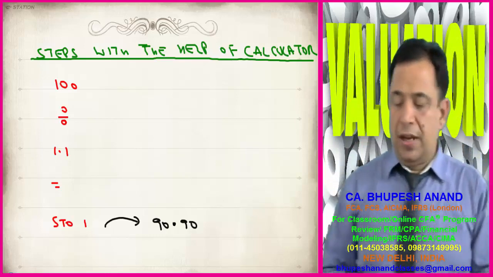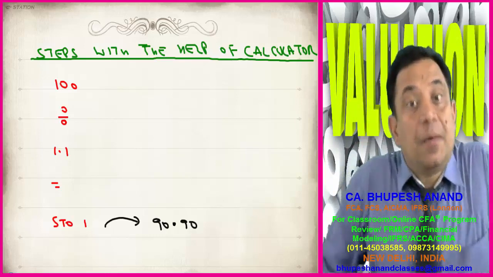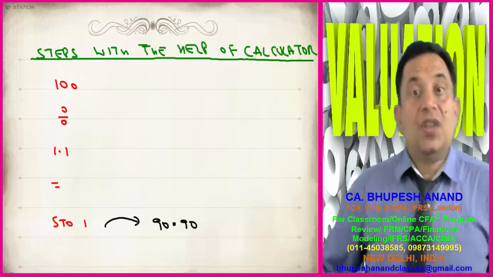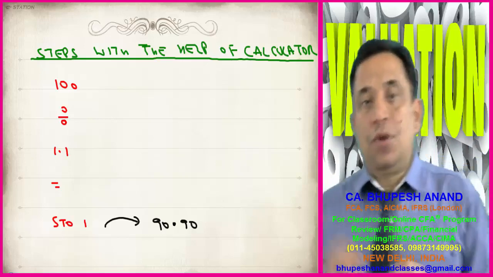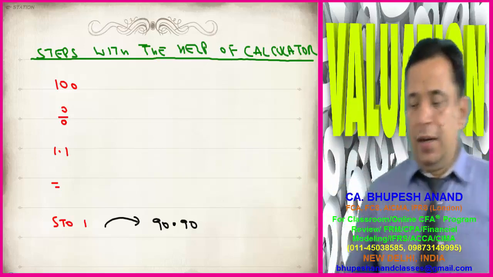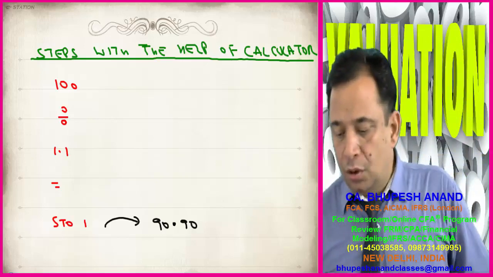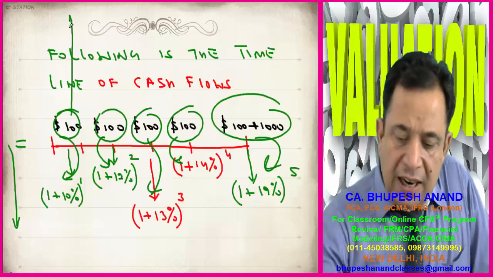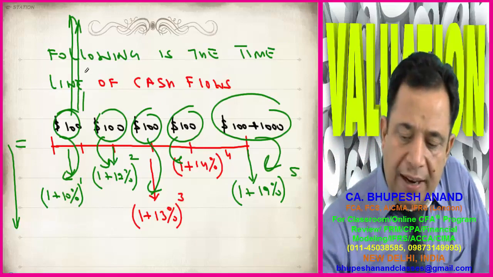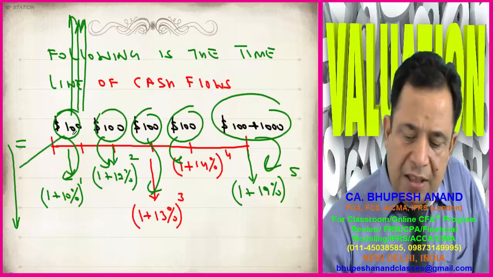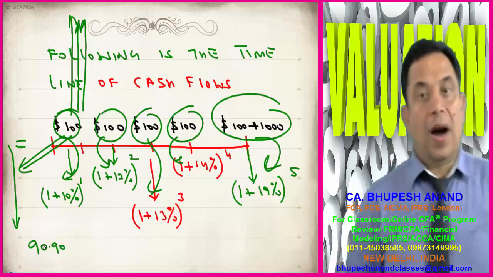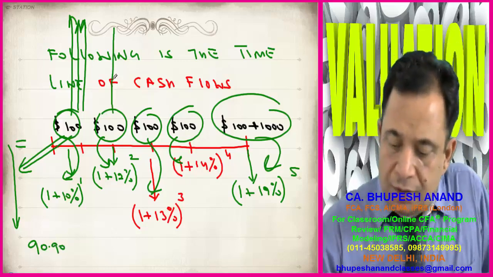Just please press in your calculator 100 divided by 1.1, because 1 upon 1.1 is equal to, STO1. So store it in 1, that is 90.90. So what is the meaning of this? That this 100 which you will be getting has a present value of 90.90.